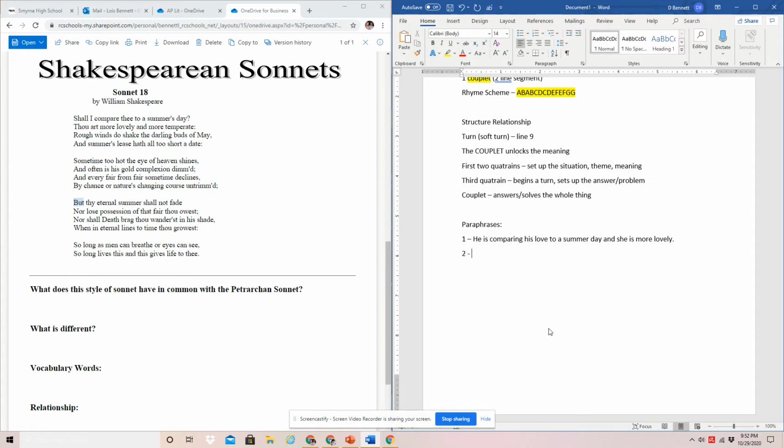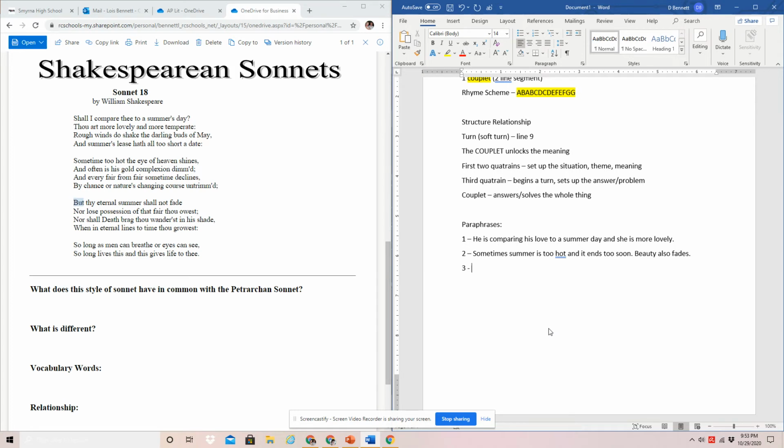Then in the second quatrain, he begins to explain some weaknesses of a summer's day. For example, sometimes summer is too hot and it ends too soon. But then there's also an element in the last 2 lines of that second quatrain where it says that human beauty also fades: "every fair from fair sometime declines." Beauty also fades.